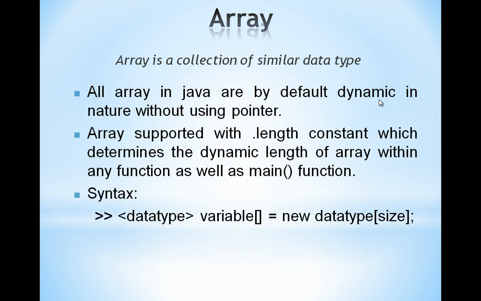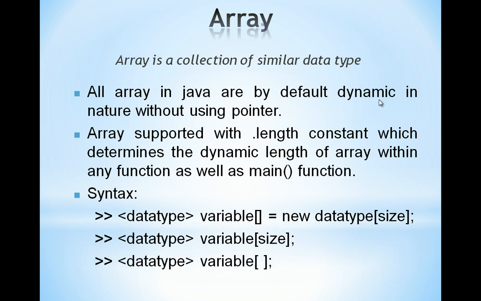Let us see how to declare an array. You can declare an array by using data type, variable name, square bracket, equal to new data type in square bracket, size. It is a fixed size array. This is also a fixed size array. But if you want to create a dynamic array, then declare the array with empty square brackets, and after that you need to allocate memory for it by using the new operator.